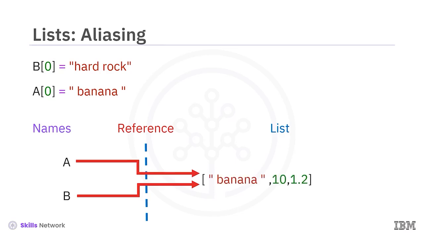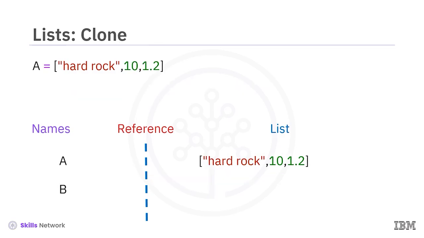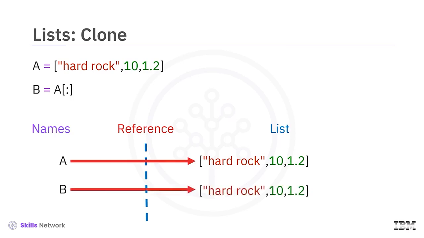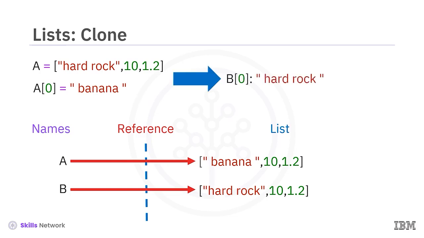A and B are referencing the same list. Therefore, if we change A, list B also changes. If we check the first element of B after changing list A, we get banana instead of Hard Rock. You can clone list A by using the following syntax. Variable A references one list. Variable B references a new copy or clone of the original list. Now, if you change A, B will not change.